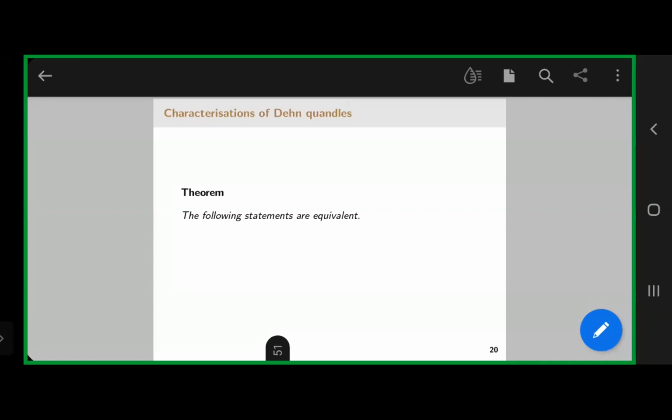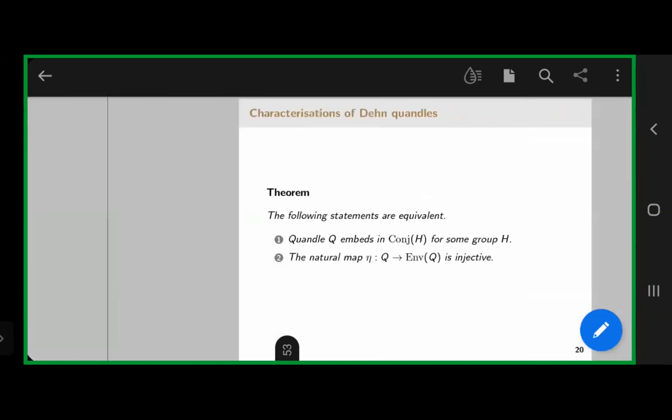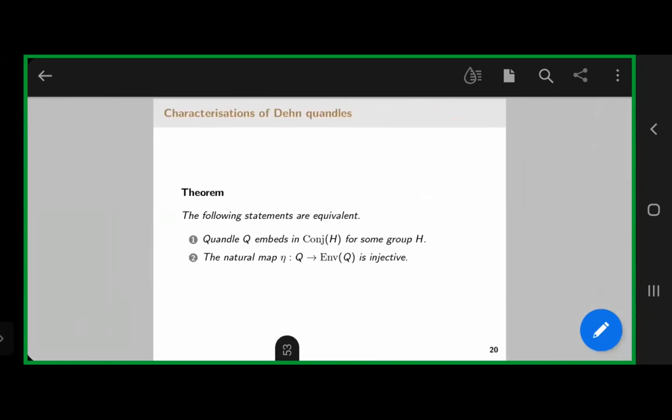But firstly, for a Dehn quandle, these three conditions are equivalent. Firstly, whenever the quandle embeds inside the conjugation quandle of any group, then it is a Dehn quandle. That means you can find a subset A of H such that it can be written as D(A,H). Embedding means you have an injective quandle homomorphism. Second, the natural map eta from Q to the enveloping group is injective. The third condition is you can always find a group G and a subset S such that the quandle is isomorphic to D(S,G).